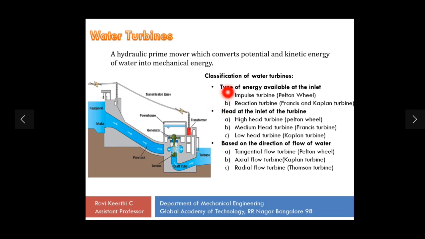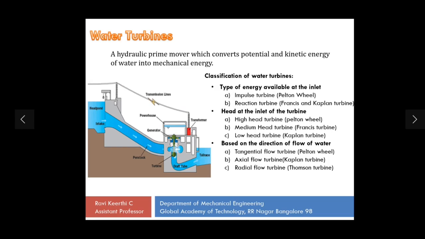If we look into the classification, we basically have three types of classification. One is the type of energy available at the inlet. We have two types of energy available at the inlet: one is impulse and one is reaction. It depends on the force applied onto the turbine blades. You have already learnt this impulse and reaction force in the steam turbine, so I won't be explaining it. A Pelton wheel works on the principle of impulse force, which is why it is called an impulse turbine. Francis and Kaplan turbines are classified under reaction turbines, where the reaction force is applied on the turbine blades.